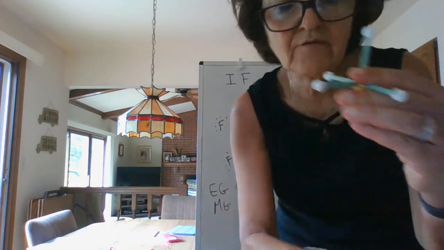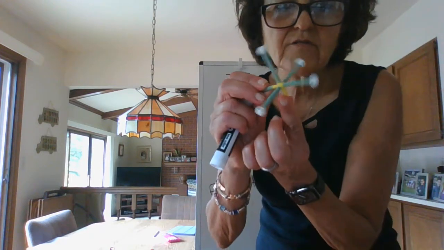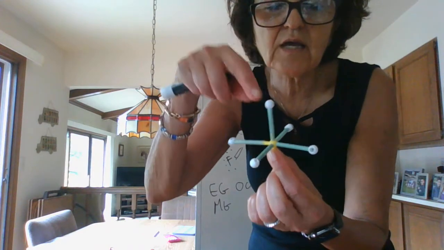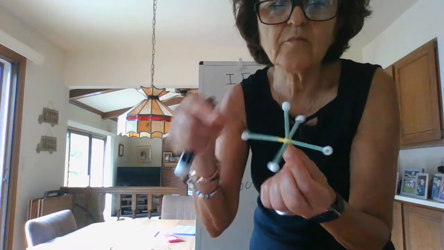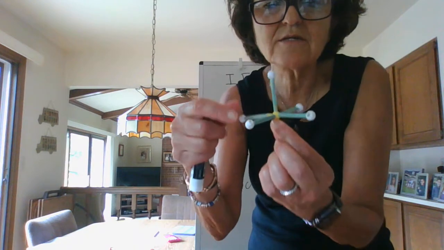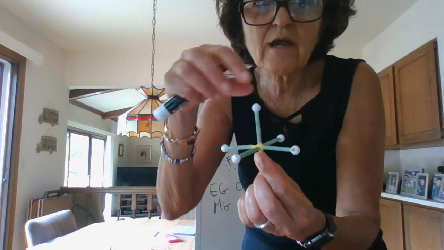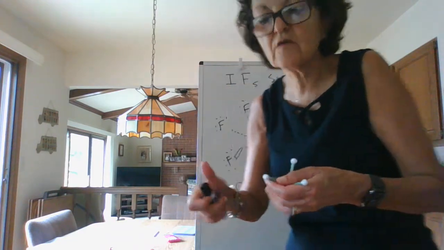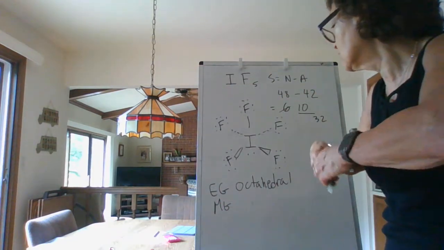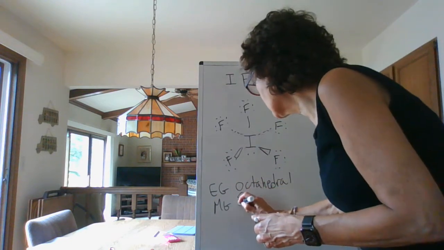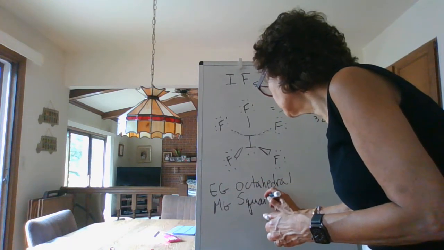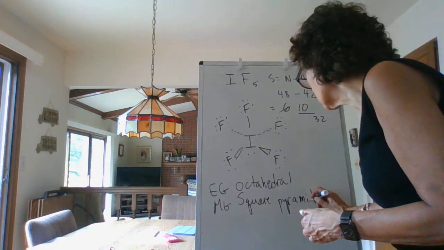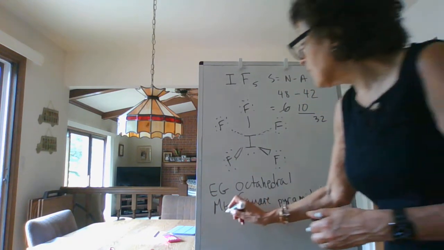I'm going to remove this guy from the bottom. So I have this lone pair here. What does it look like? Well, it sort of looks like a pyramid again, but instead of having a triangle base, it's got a square base. So it's called square pyramidal. Okay, instead of trigonal pyramidal, it is square pyramidal. Square pyramidal.